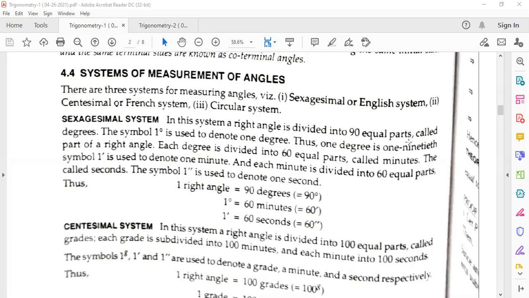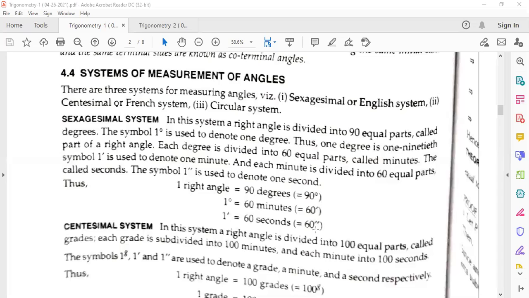A right angle is divided into 90 parts. One of these parts is called the degree. Then 1 degree is divided into 60 parts, and one of these 1/60th parts is called the minute. Minute is another small unit of the English system to measure the angle, and it is denoted by a single dash, like the foot. Then this minute is also divided into 60 equal parts, and one of them is called the second. 1 minute equals 60 seconds, and the second is denoted by a double dash, like the inch.